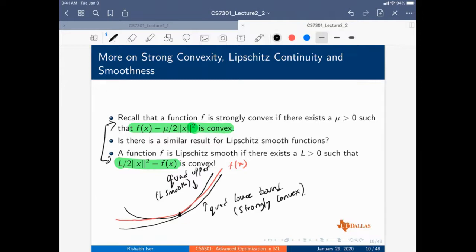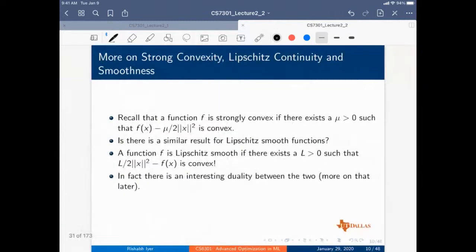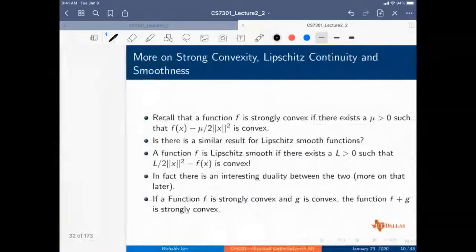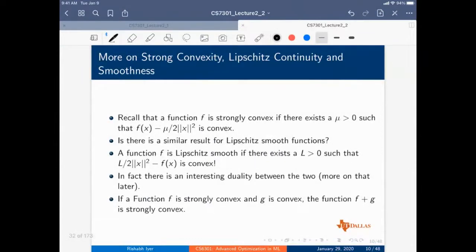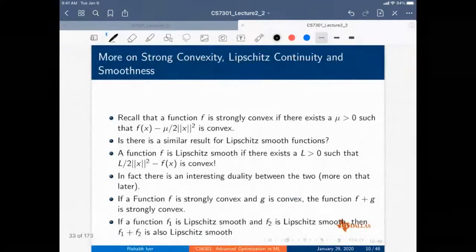Any questions on this? Okay. So again, there is an interesting duality between this, and we'll connect the duality between this in a few lectures down the road. Okay. So if a function f is strongly convex and g is convex, then f plus g is strongly convex, right? So we saw this last time.